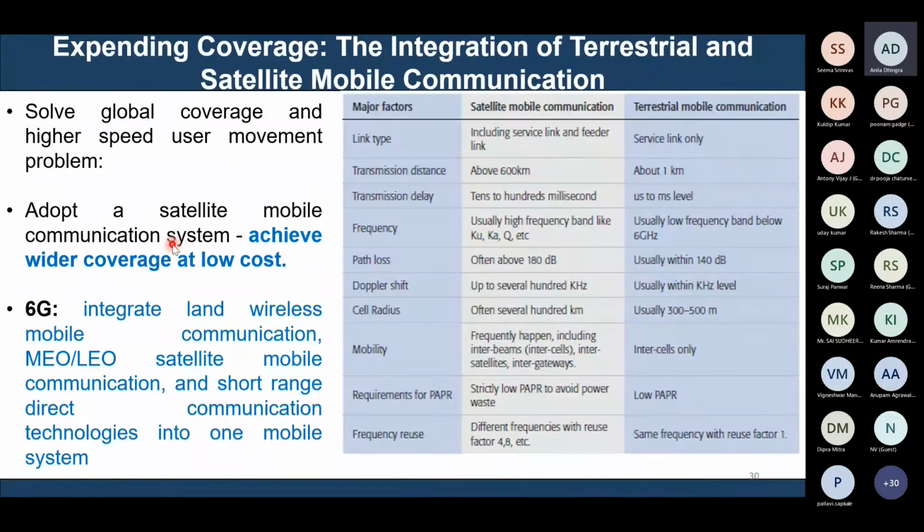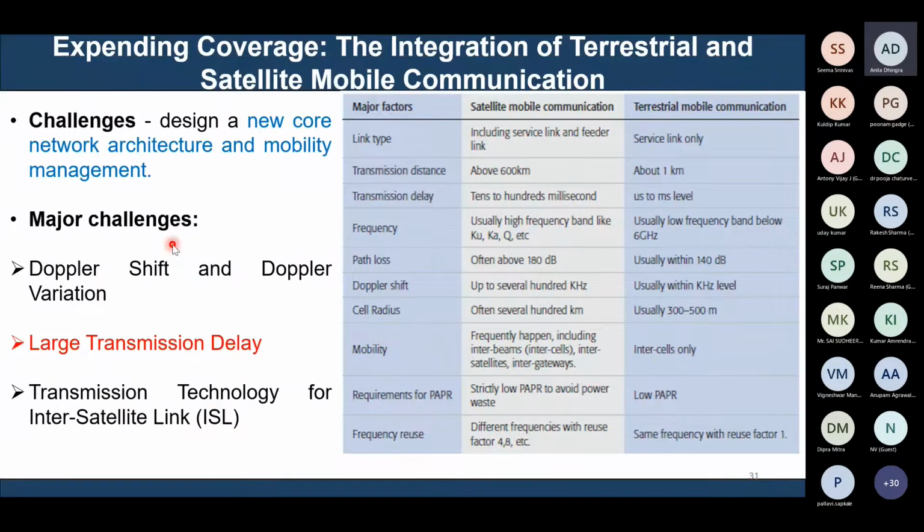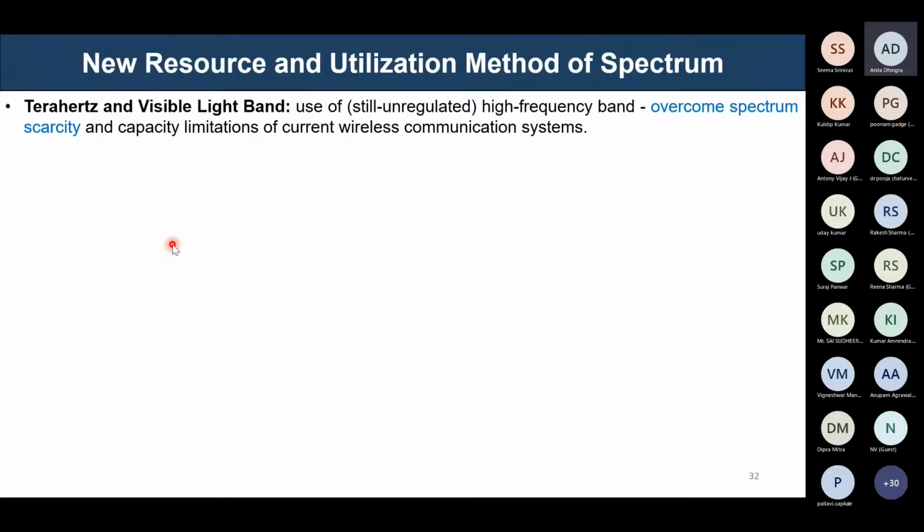People are also looking at expanding the coverage. The best idea is to integrate satellite communication with the terahertz band and with terrestrial communication. But the problem here is that satellite communication is highly impacted by delay. The transmission delays are very high. That's the major bottleneck that we have to overcome when integrating with terahertz and visible light communication.